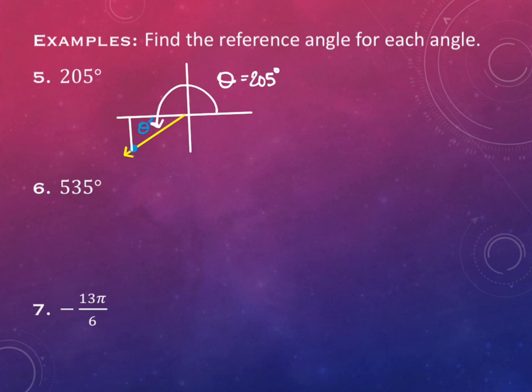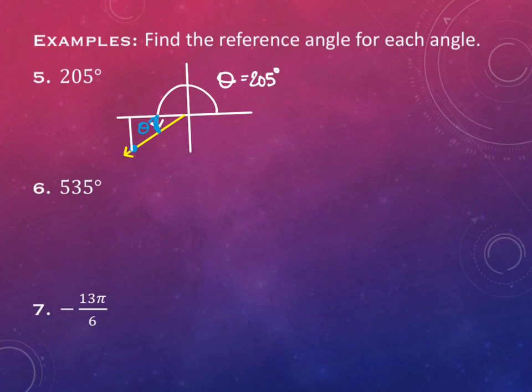Okay. How can I find this piece then? Because that's the angle I'm looking for as my reference angle. What would I have to do from this picture to be able to figure out what that little angle is compared to the entire angle that's 205? Subtraction. What would I subtract? 205 minus 180. So why?